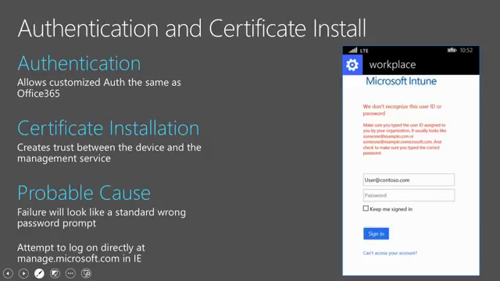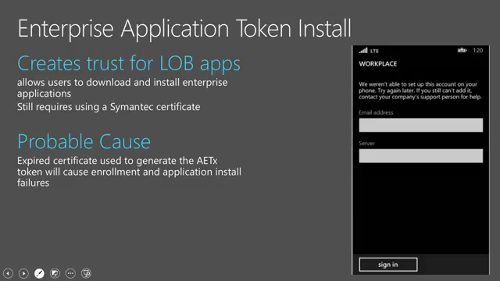And then the next step in the process, basically what happens is if you're deploying applications, you have this signed AET token, or application enrollment token. What this does is it creates a trust between the device and the management service. And so this allows you to run those third-party apps or your LOB apps. And this one is pretty rare, but when we see an error here, it'll say something like, we weren't able to set up your account on this phone.